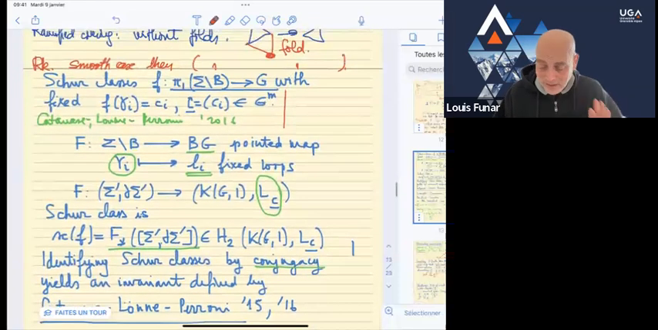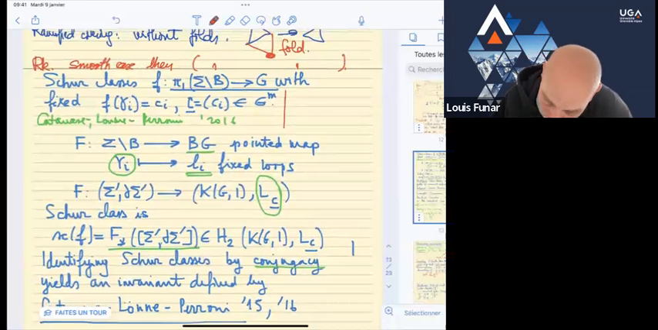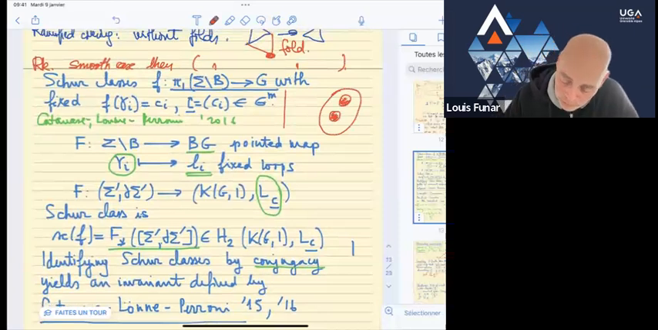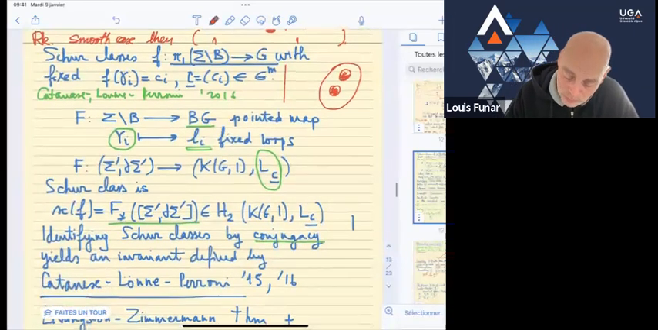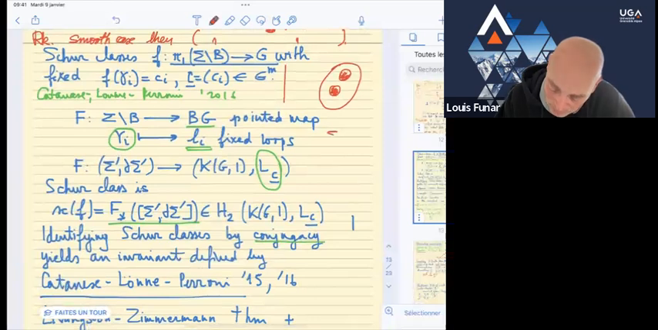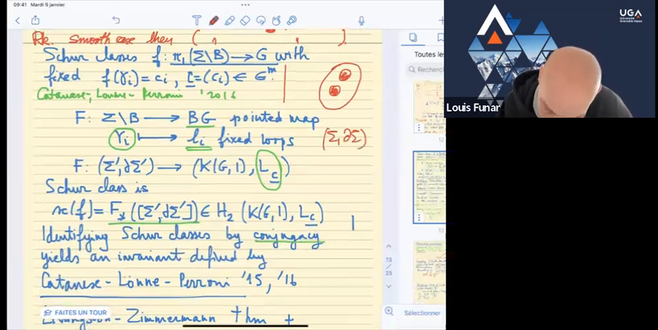So actually, what we are doing in the case when you have punctures is already to remove some small disk around the punctures, giving you a surface with boundary. And now, when you look at these maps from the surface minus, of course, the branch points, you find this surface with boundary, which is sent into the classifying space of the group G.